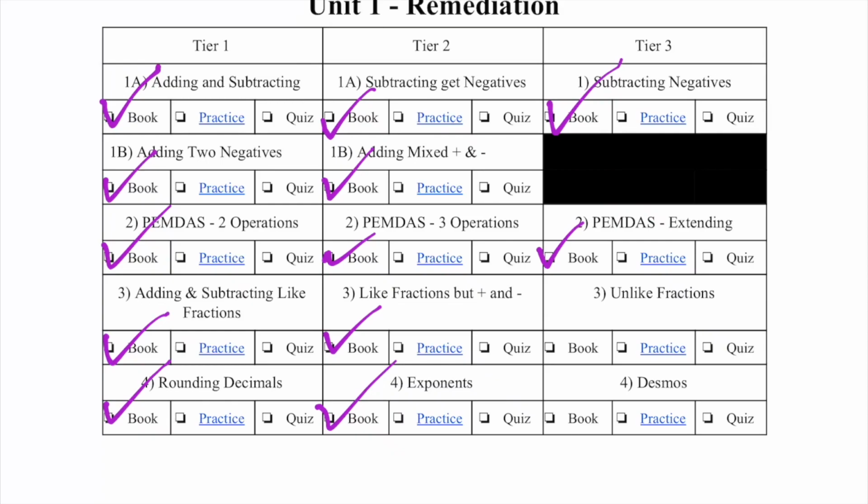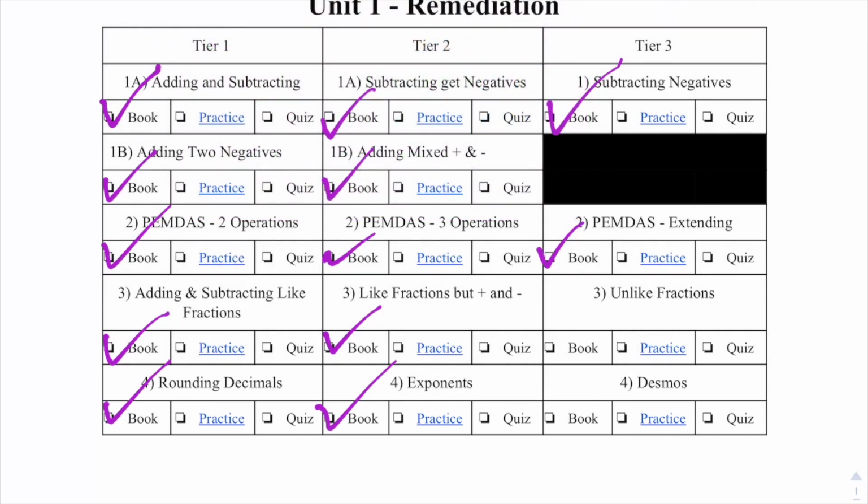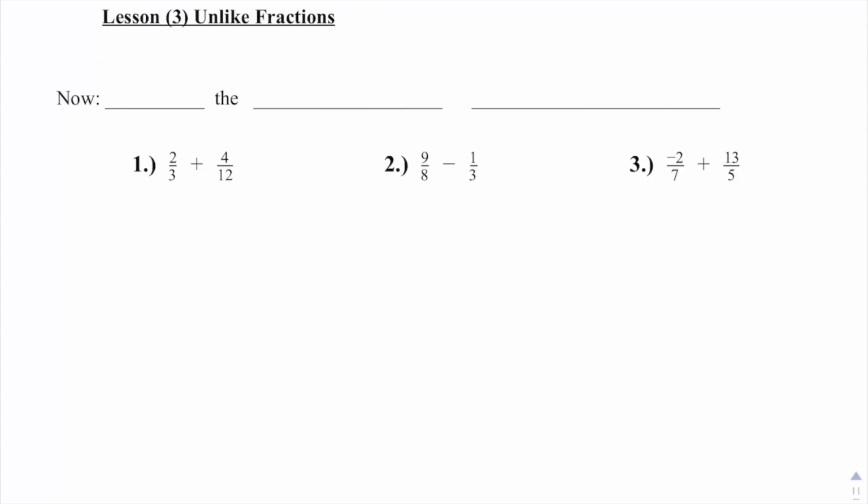We are back in Unit 1 booklet. We are in Tier 3. We are on Lesson 3, which is unlike fractions. Notice that that's unlike, not like. So here we are, Lesson 3 in Tier 3, unlike fractions. Now it's a little different because the denominators are not the same. So what you have to do, you must first find the common denominator.